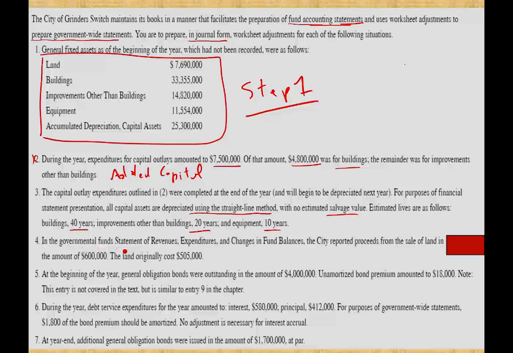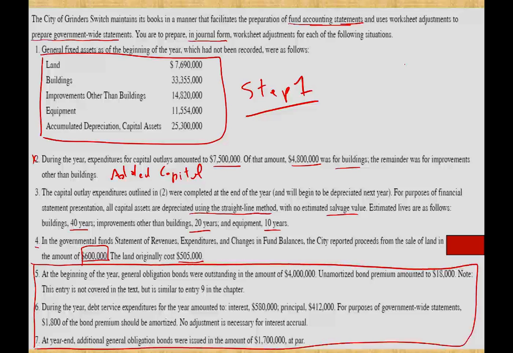And in the governmental fund financial statement for revenues, expenditures, and changes in fund balances, the city reported proceeds from the sale of the land of 600,000. So they sold the land, which had a cost of 505. Transactions 5, 6, and 7 belong to another session, in the next session. So the first thing we do is prepare the appropriate journal entries to convert these governmental fund financial statement activities into government-wide accrual financial statements. Okay, so let's go ahead and get started.